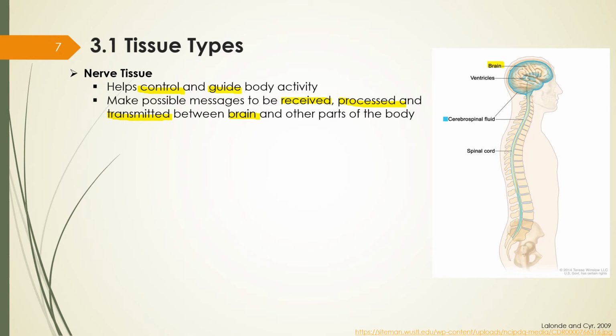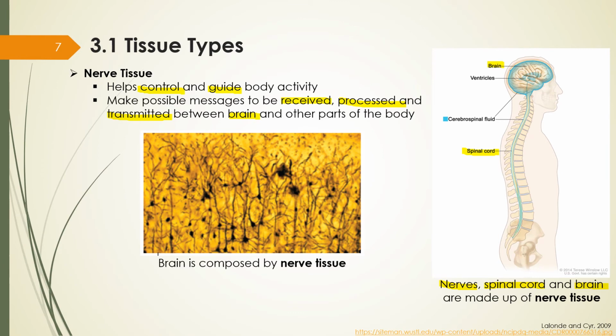So your brain is basically made of nerve tissue, okay? But it's transmitted through your body through the nerves, spinal cord, and brain. So all nerves from your body, your spinal cord here, and your brain are made up of nerve tissue. Okay, so the brain is made up of nerve tissue.